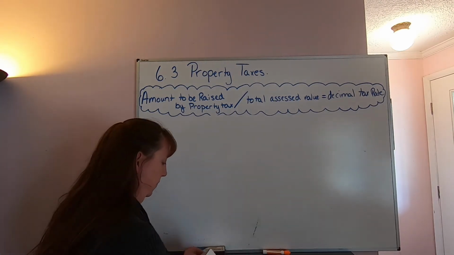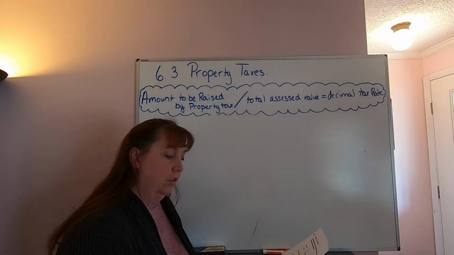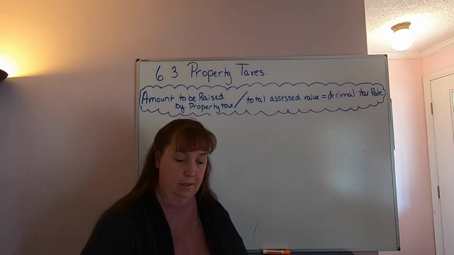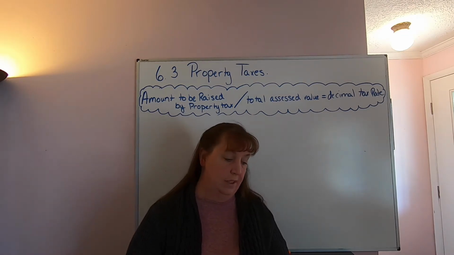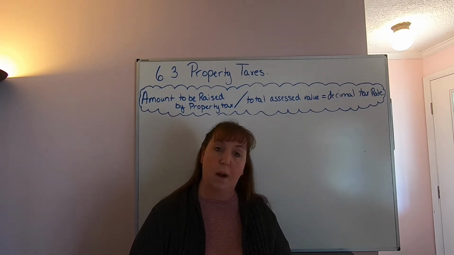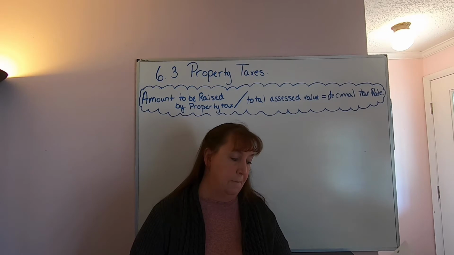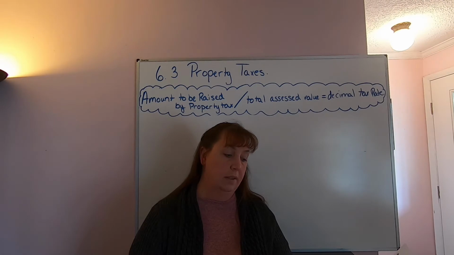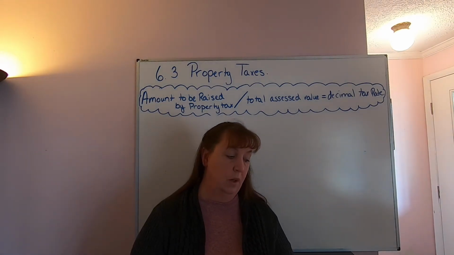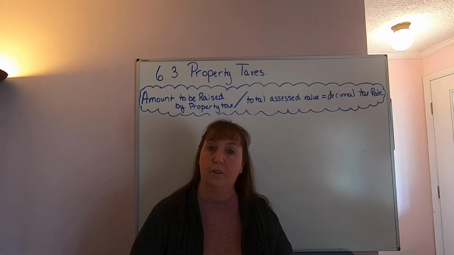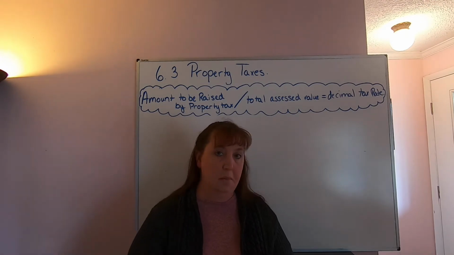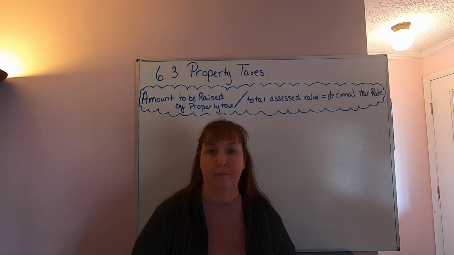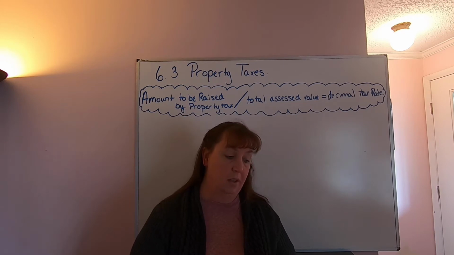Question number 12. It says, Hazel Forest City plans to spend $4,470,000 next year. So that's their budget. Income from sources other than property taxes will be $1,430,000. The taxable property in the city has an assessed value of $78 million. Find the tax rate, correct to 5 decimal places. Same procedure, just they're giving you all the written information. So let's start with what their budget is.